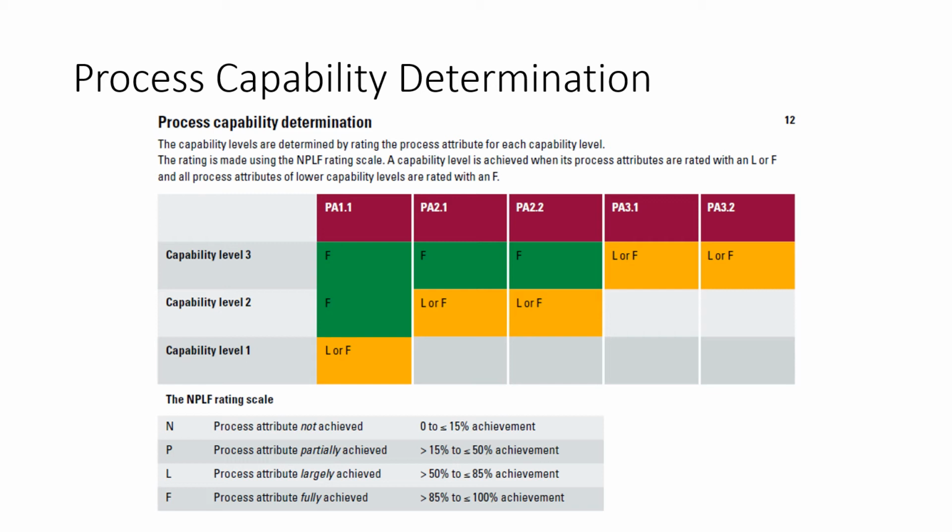Based on that, we give the score to the particular process area for the capability levels. Once the particular process area achieves level 1, it will go to level 2, then to level 3. If any process area failed in level 1, it can't be a level 2 process area because it has already failed in level 1.